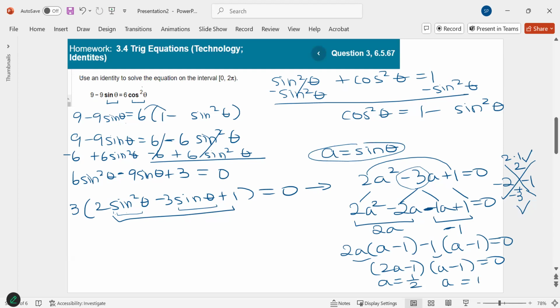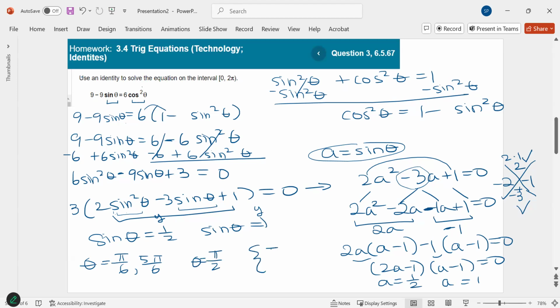Remember though, sine theta is a, so we need to reset that up as sine theta is 1/2, and sine theta is 1. Now for the unit circle. You're looking at where the y-coordinate is equal to 1/2 on the unit circle. And where that happens is pi over 6 and 5 pi over 6. And again, sine theta is equal to 1, so you're looking at where the y-coordinate is 1 on the unit circle, and that's going to be at pi over 2. Okay, so the solution is pi over 6, 5 pi over 6, and pi over 2.